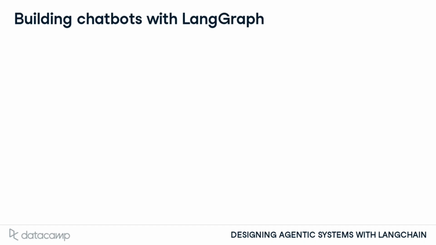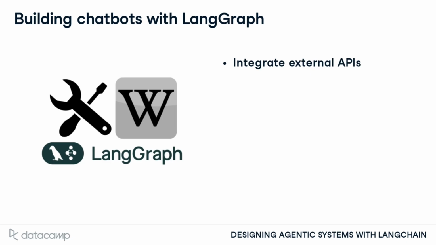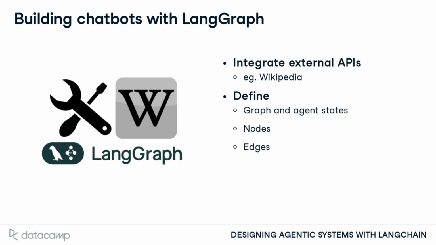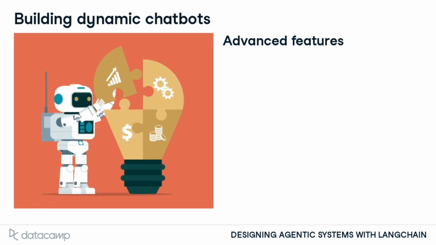Next, you explored building chatbots with LangGraph, integrating external APIs so your agents could access external sources of information, such as Wikipedia. You learned how to simplify building these chatbots by defining graph and agent states, adding nodes and edges, and generating chatbot responses. You then incorporated memory and conversation capabilities, transforming your chatbot into an intelligent, context-aware assistant. Finally, you experimented with dynamic chatbots, capable of switching between tools or making LLM calls based on a user's query.